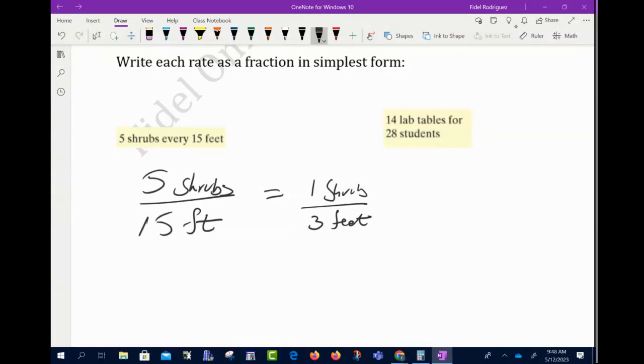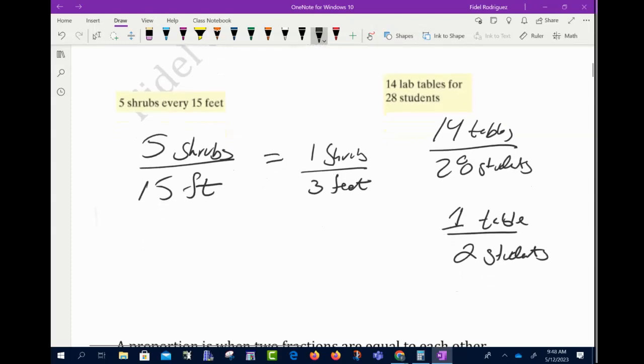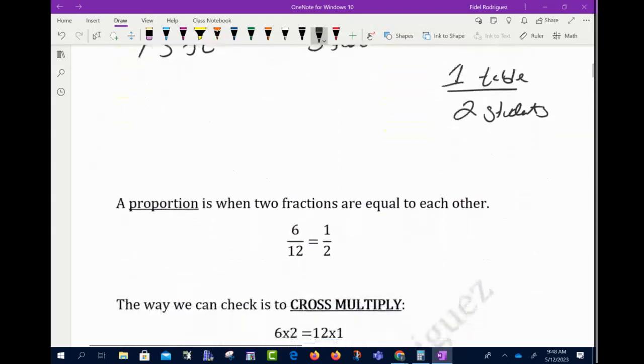Look, 14 lab tables for 28 students. 14 tables, 28 students. Doesn't that mean that's the same thing as 1 table for every what? 2 students? That's all we're doing there. Okay. All right, let me keep moving along here.